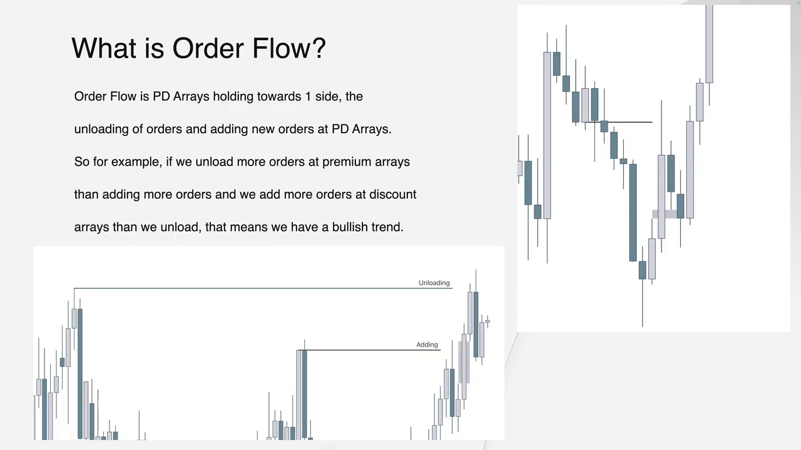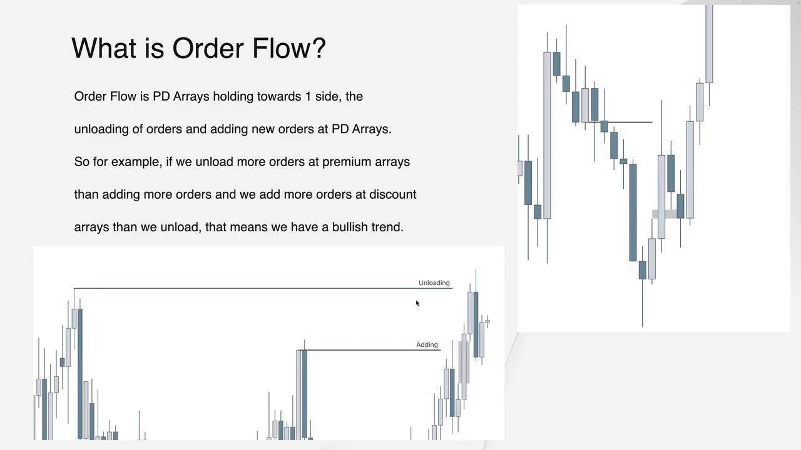Now, the unloading of orders and adding new orders at PD arrays. So for example, I had an example here on the right and also below us. And on the right, this is one example that we used in candle science as well. This is Australian dollar, US dollar, where at that order block, we are unloading orders. And at this fair value gap, we are now adding new orders into the market to continue higher.